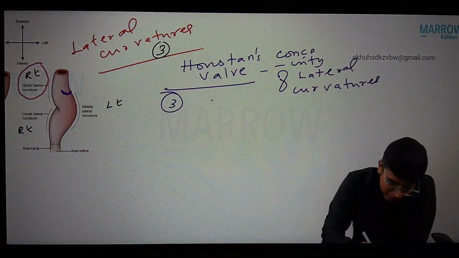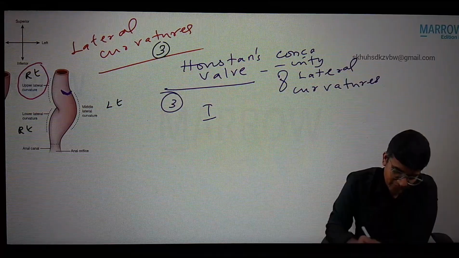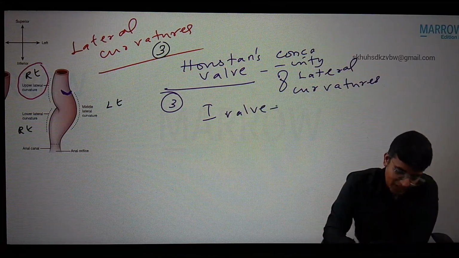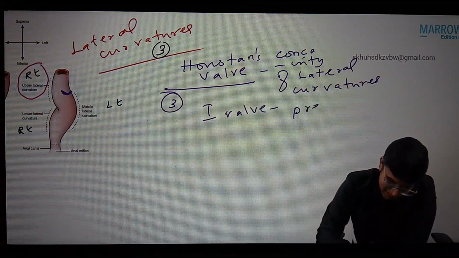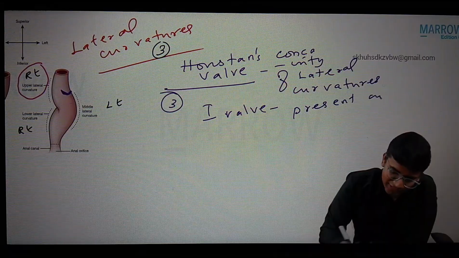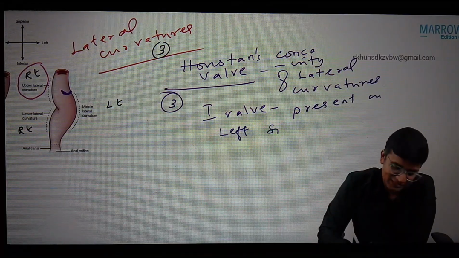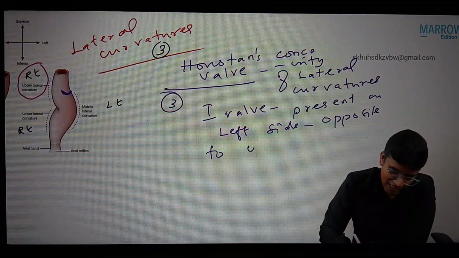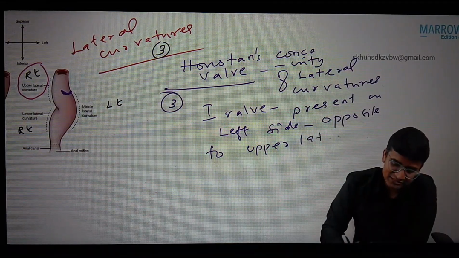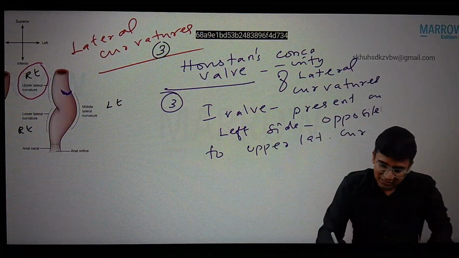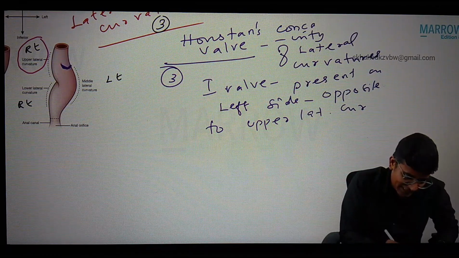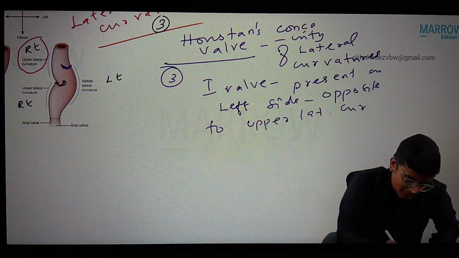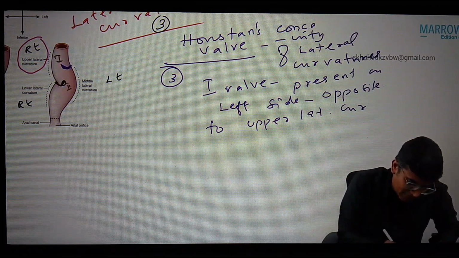Now the first Houston's valve. On which side is the first valve present? It is present on the left side, opposite to the upper lateral curvature. Now the second valve is present here. This is number one, this is number two.